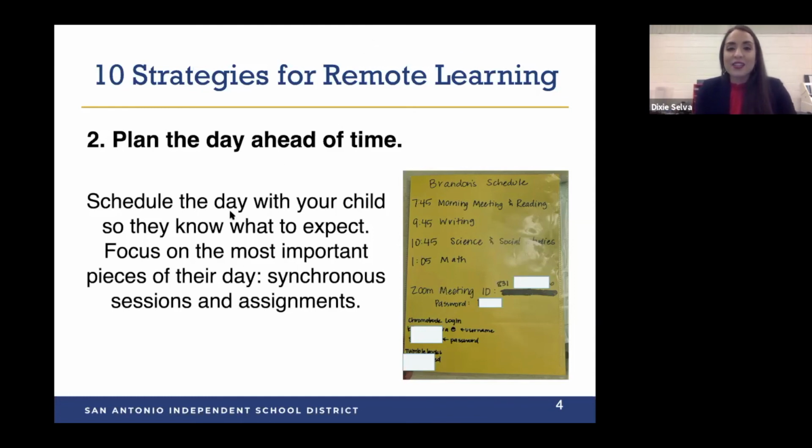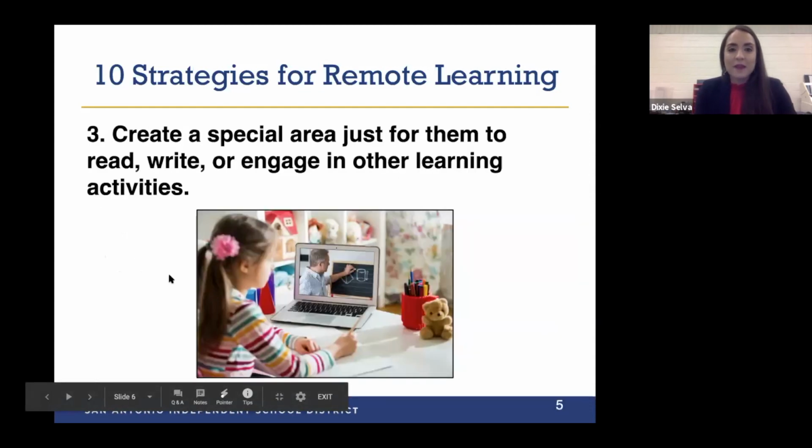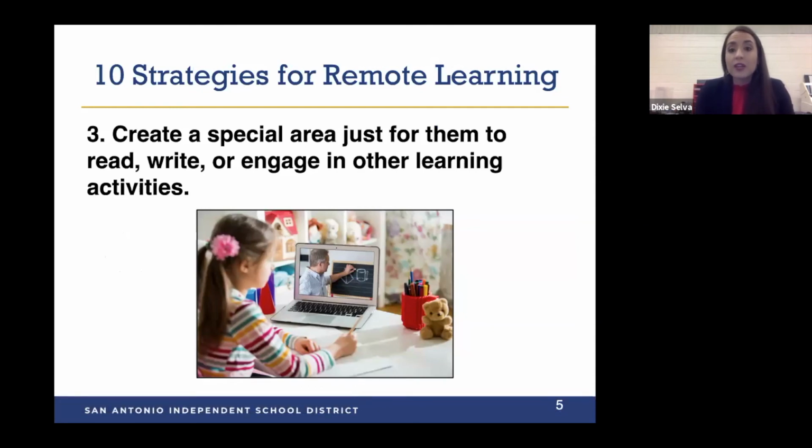Okay, so I think we're going to go on to the next piece, which is to create a special area just for them to read, to write, or engage in other learning activities. So it doesn't have to be fancy. It can be as simple as just a part of the dining room table. That's how we started our remote learning at my house, at the dining room table. I brought all their supplies, put it in a little container. I had their Chromebooks and their school supplies, the books that the teacher sent.